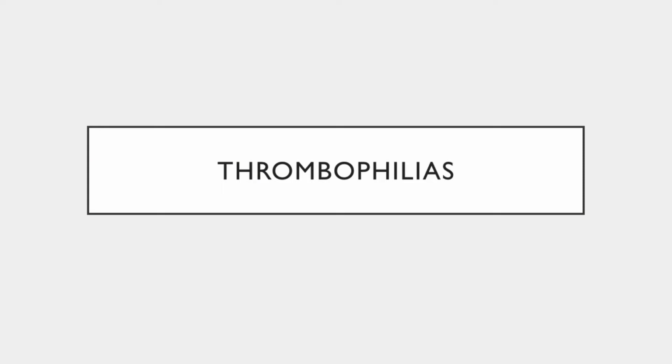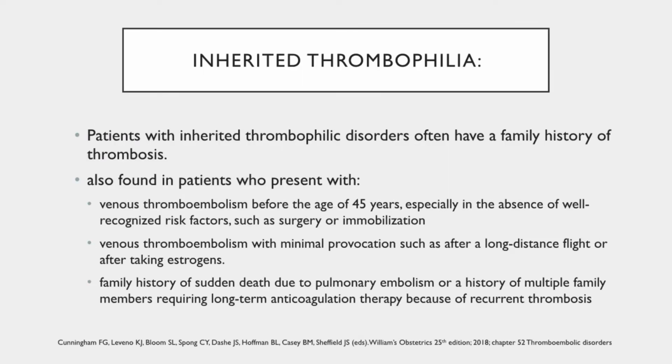So now we talk about thrombophilias. Under thrombophilia, we have the inherited and the acquired thrombophilia. Patients with inherited thrombophilic disorders often have a family history of thrombosis. This is also found in patients who present with the following: venous thromboembolism before the age of 45 years old, especially in the absence of well-recognized risk factors such as surgery or immobilization; venous thromboembolism with minimal provocation such as after a long-distance flight or after taking estrogens; or a family history of sudden death due to pulmonary embolism, or a history of multiple family members requiring long-term anticoagulation therapy because of recurrent thrombosis.